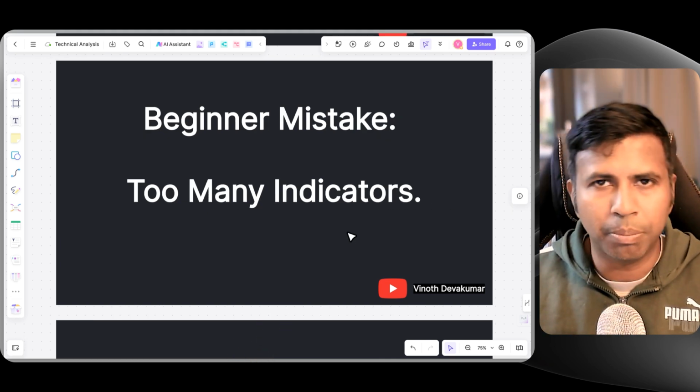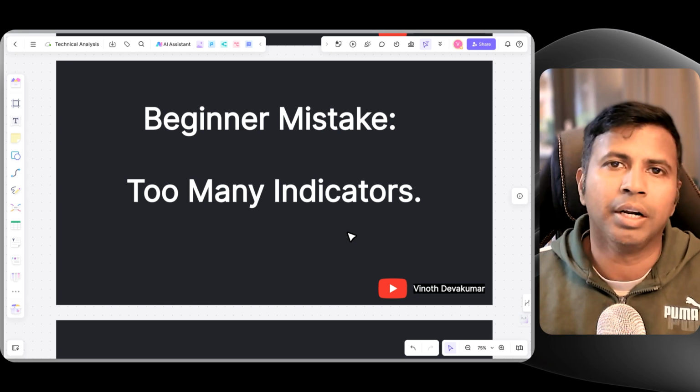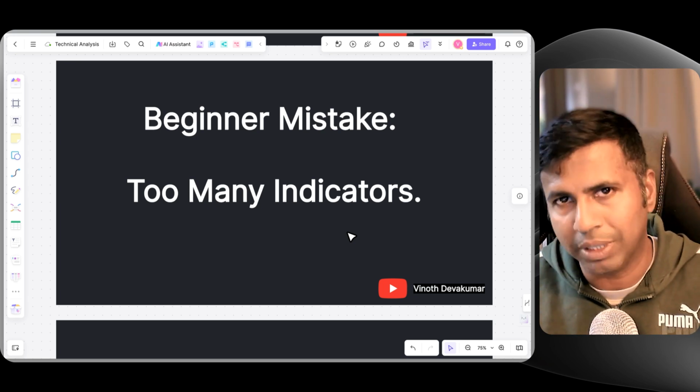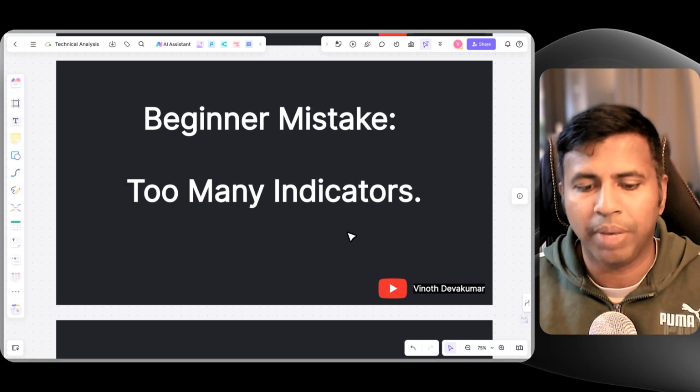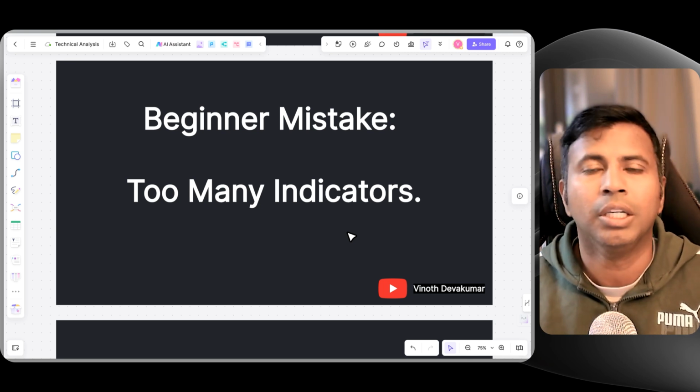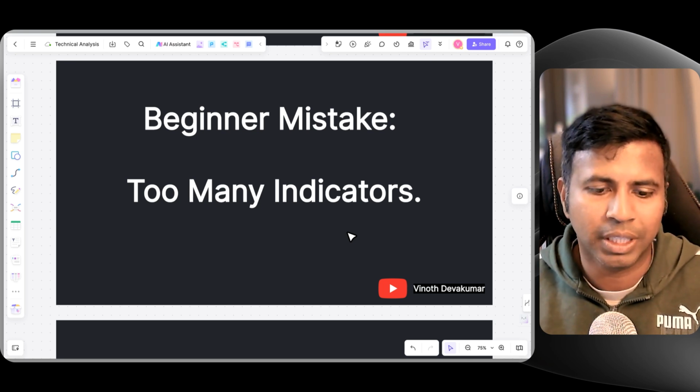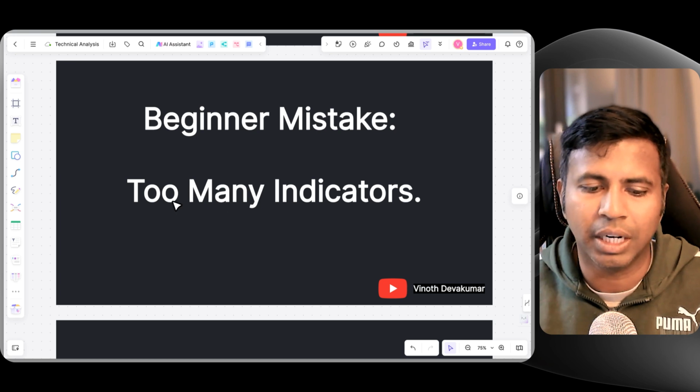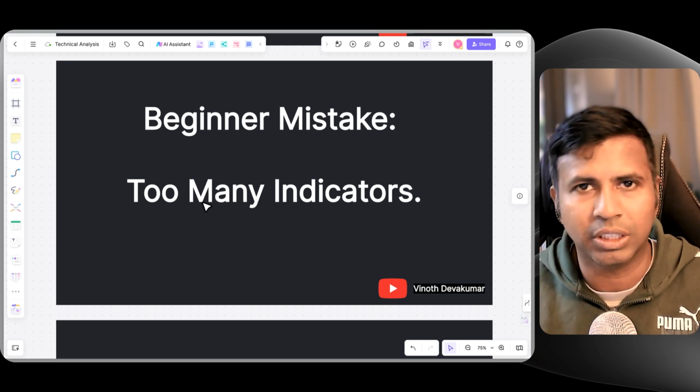Let's look at some of the mistakes that beginners in technical analysis make. These are some of the mistakes that even I have made. So if you are making these mistakes, there is nothing wrong. Just know that these are some of the common mistakes. One of the first mistakes is having too many indicators on the charts.